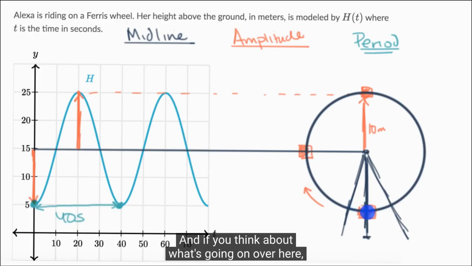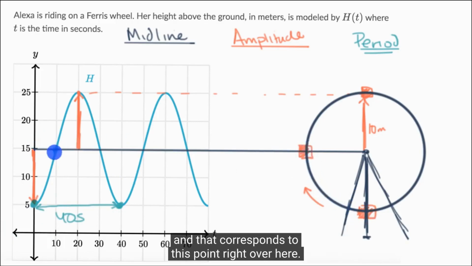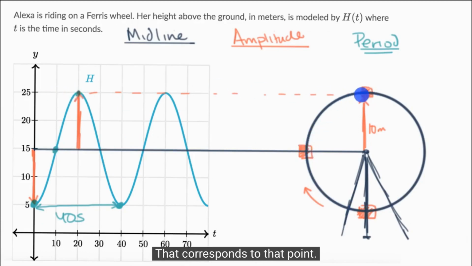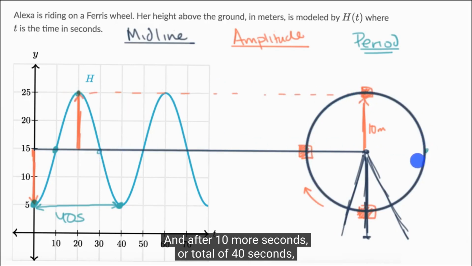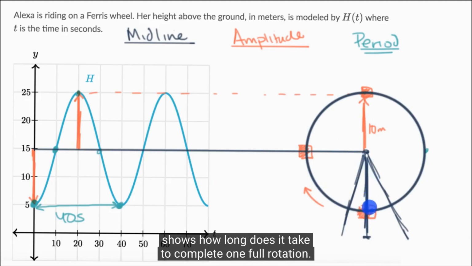And if you think about what's going on over here, she starts over here 5 meters above the ground. After 10 seconds, she is right over here, and that corresponds to this point right over here. After 10 more seconds, she's right over there. That corresponds to that point. After 10 more seconds, she's over here. That corresponds to that. And after 10 more seconds, or a total of 40 seconds, she is back to where she started. So the period in this example shows how long it takes to complete one full rotation.